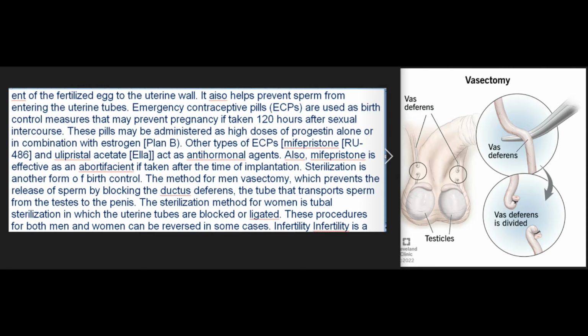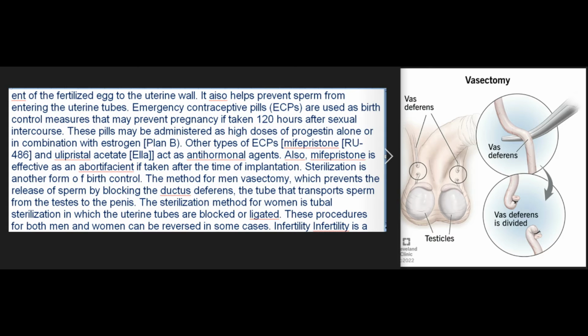Emergency contraceptive pills, ECPs, are used as birth control measures that may prevent pregnancy if taken within 120 hours after sexual intercourse. These pills may be administered as high doses of progestin alone or in combination with estrogen, Plan B. Other types of ECPs, mifepristone, RU486, and ulipristal acetate, ella, act as anti-hormonal agents. Also, mifepristone is effective as an abortifacient if taken after the time of implantation.